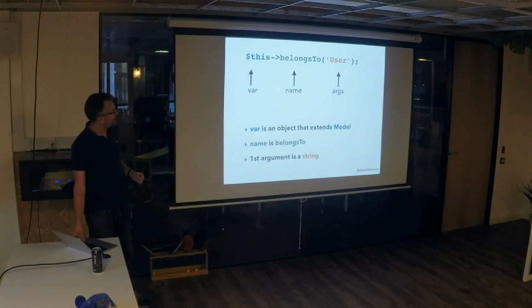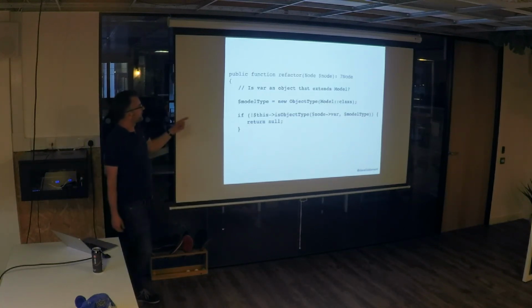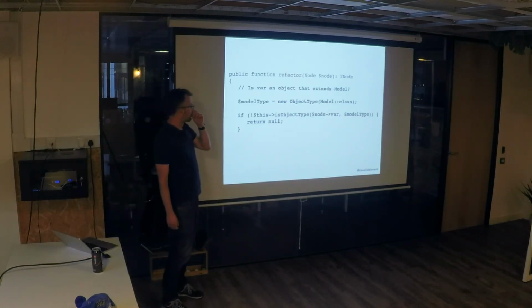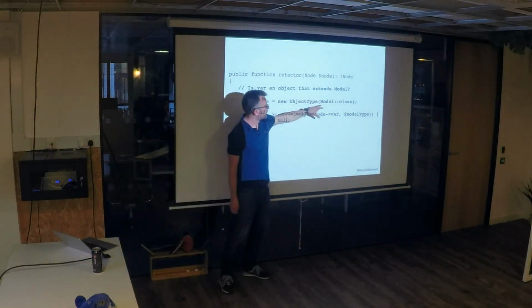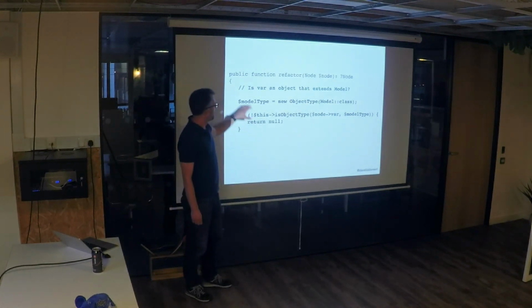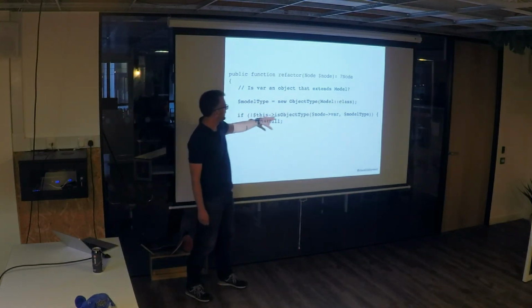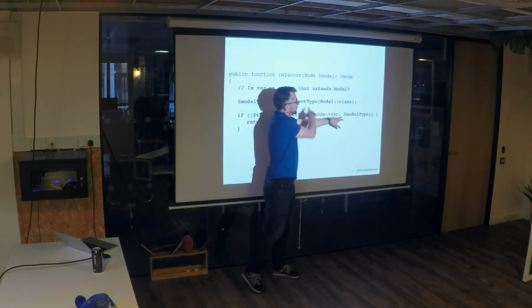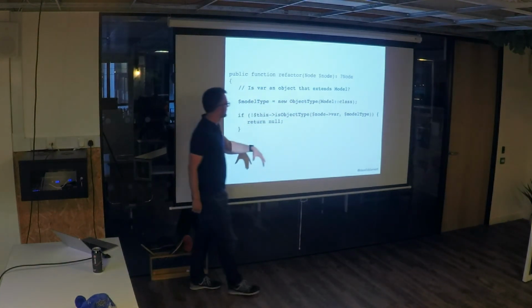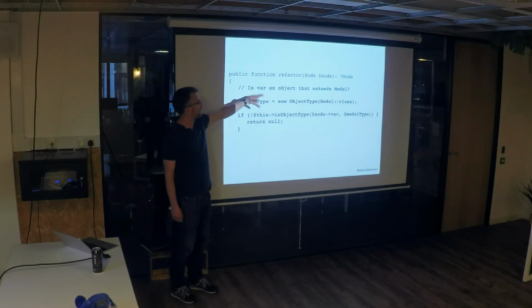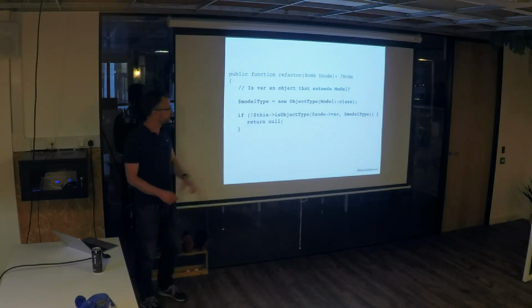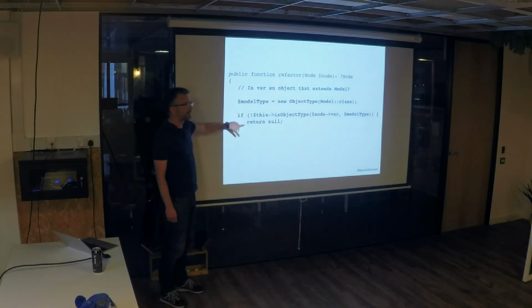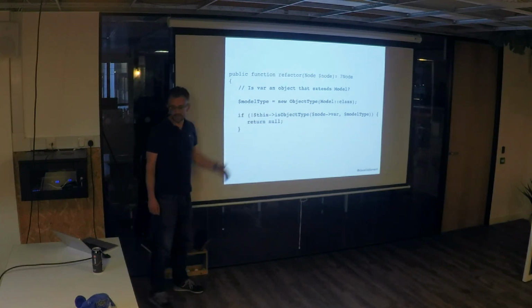So our first question is, in the refactor, is var an object that extends model? So we do model type equals new object type of the model::class, and then we can just say this is an object type. So is this node var the same as model type? That's what that means. That's asking, is var an object that extends model? And if it isn't, we return null, because that means we're not going to make any changes.